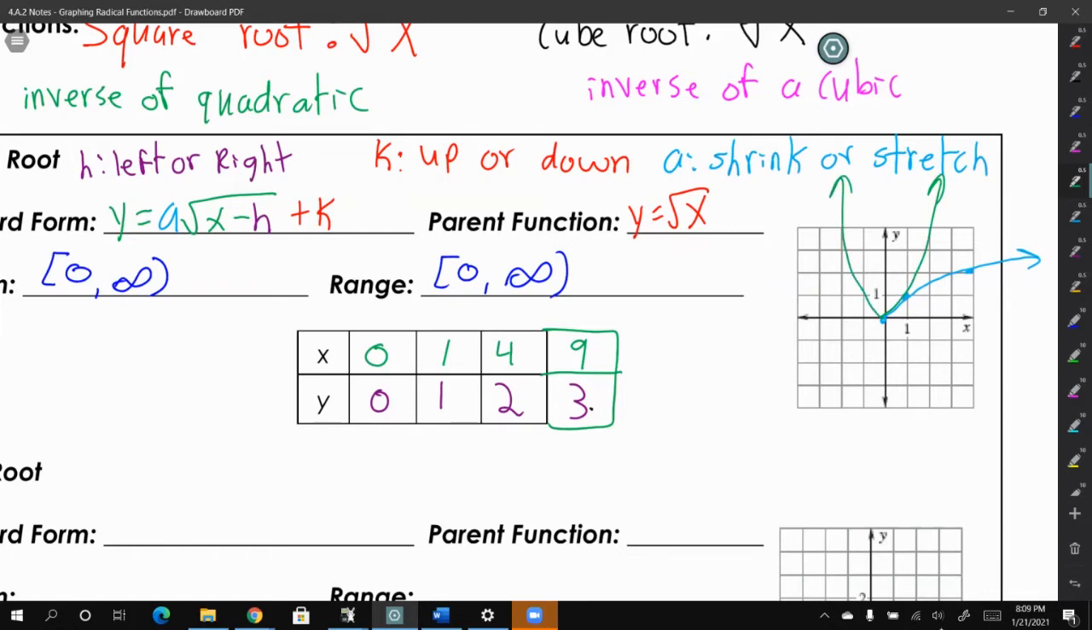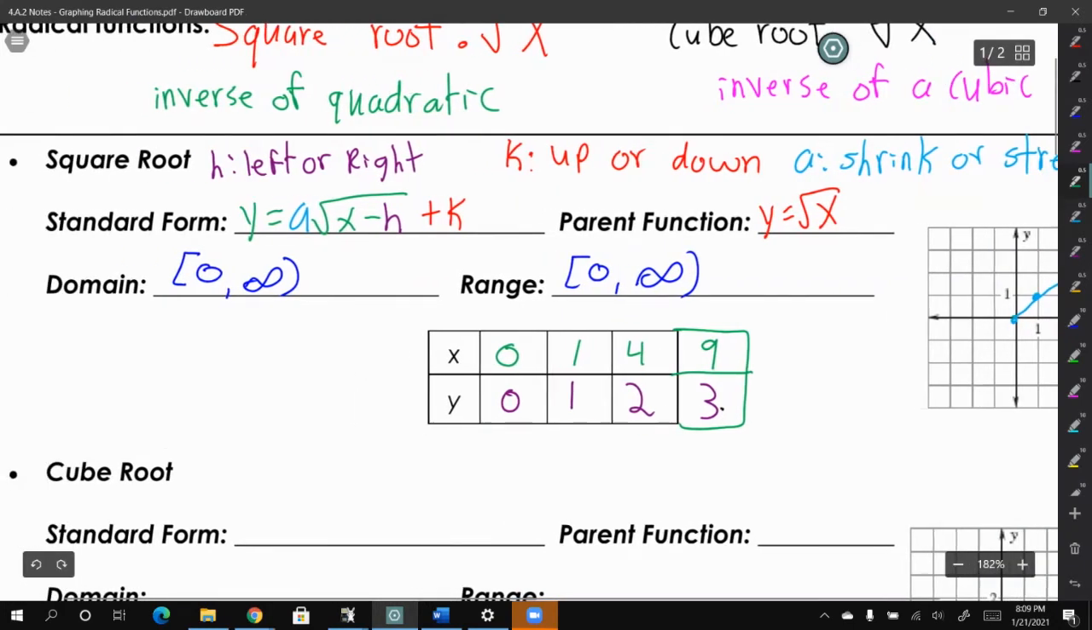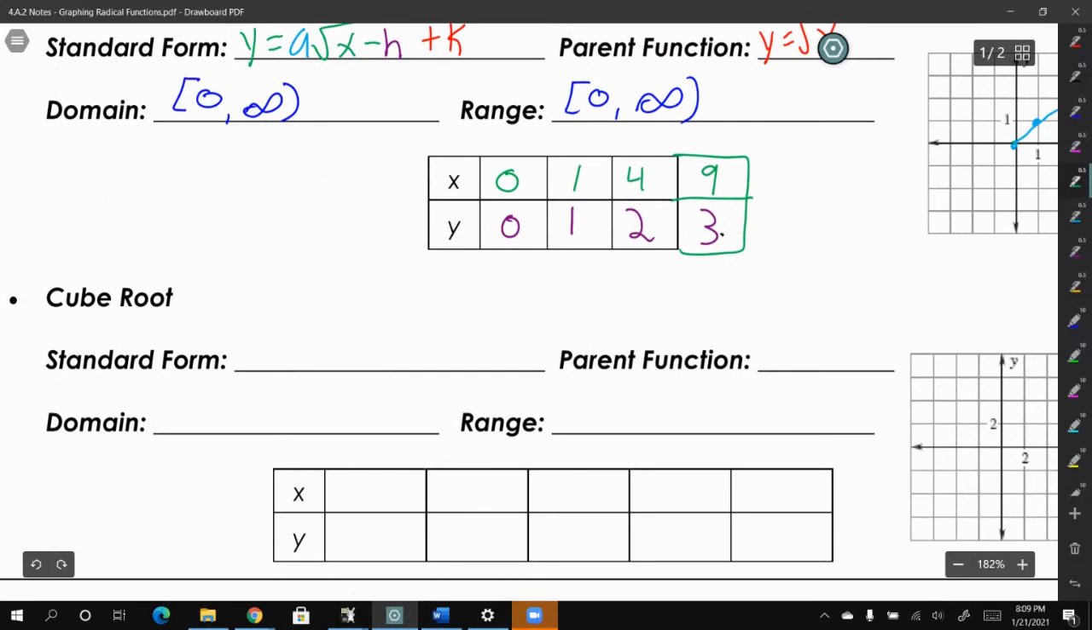And if you just get rid of like half of it, well, we kind of just rotated, or reflected, this green line to get our blue line. Then the cube root function, standard form again, is going to be the same thing as we have above, except it's going to be the third root of x minus h plus k. And your parent function, or mother function, is the third root of x.